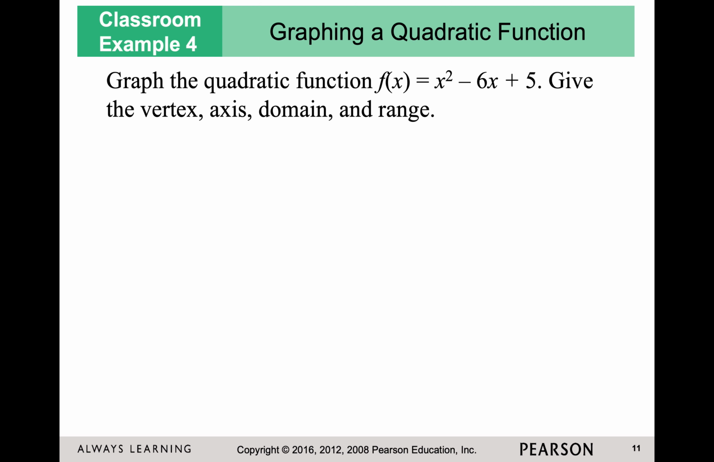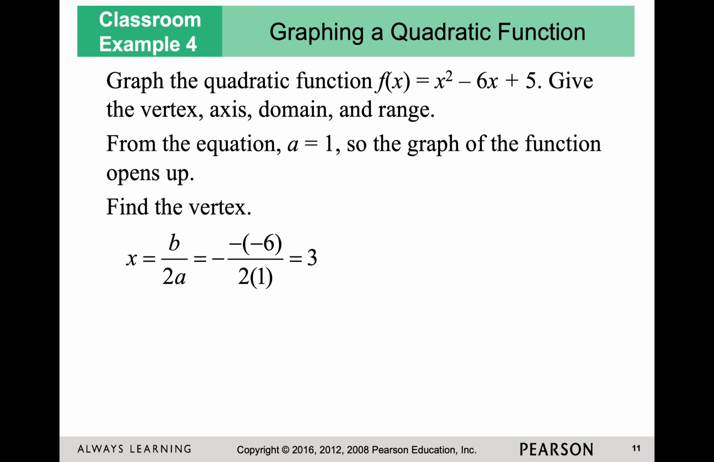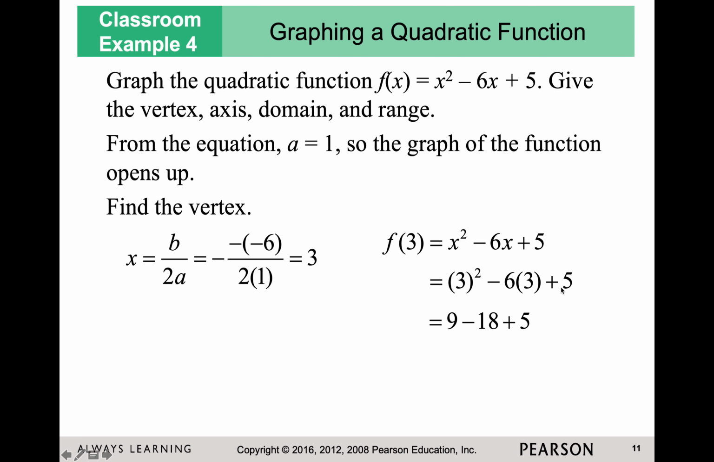So we want to find the vertex, the axis, the domain, the range. I'm going to define A as 1. It opens up. So to find the vertex, I'm going to use the vertex formula, negative b over 2a. So I get x equals 3. That's my x-coordinate. To find my y-coordinate, I'm going to replace x with 3. I'm going to type that straight in the Web 2.0 calculator, and I'm going to get negative 4. So I know that my vertex is 3, negative 4.